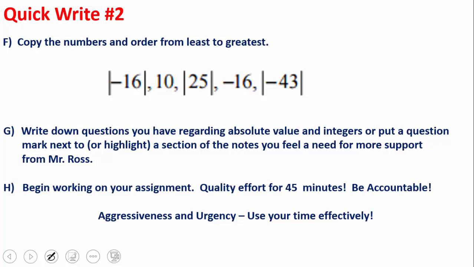Ladies and gentlemen, that ends this video. You got to do your second quick write, again on the left side of your notes, where you will need to copy these numbers, and then you're going to order them from least to greatest. I'm not going to read them to you. As soon as I'm done talking, pause the video, write them down, and get it done.